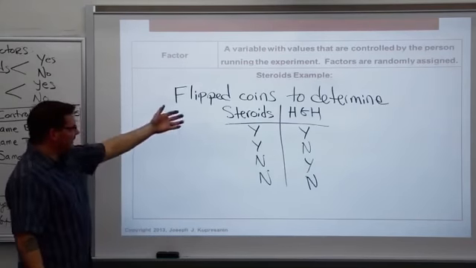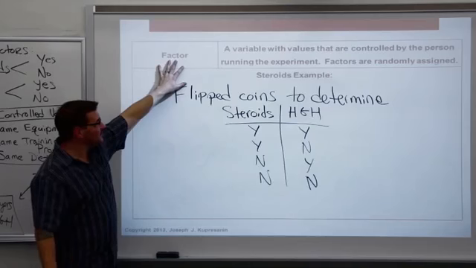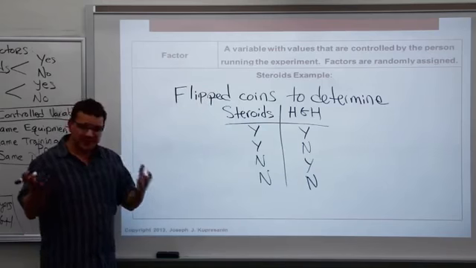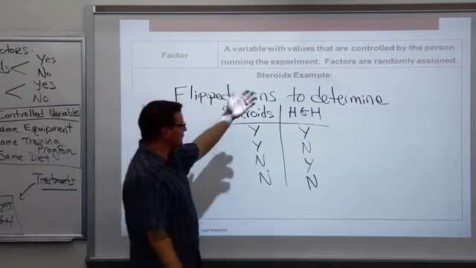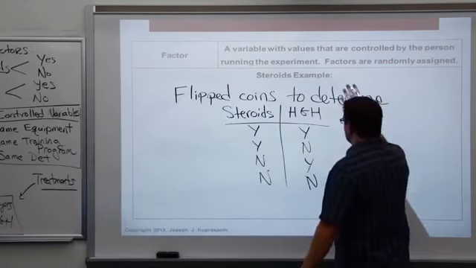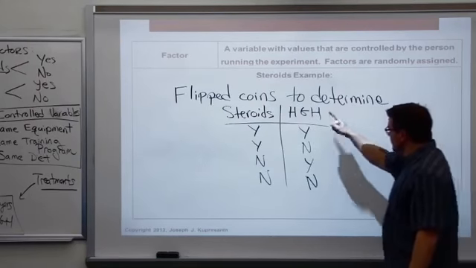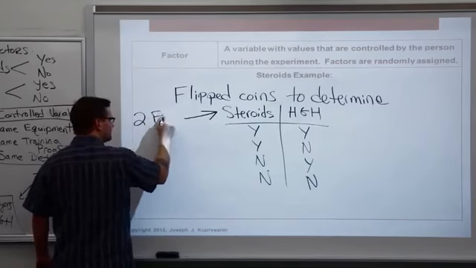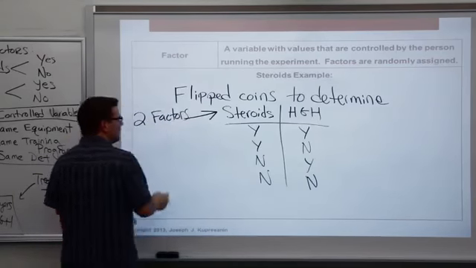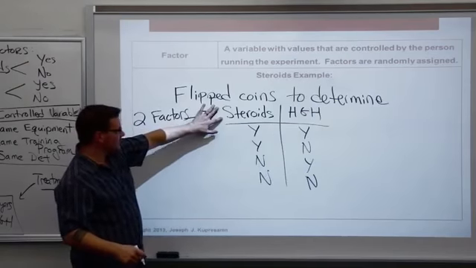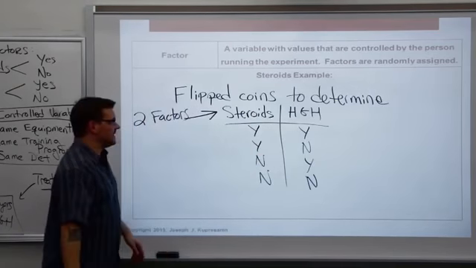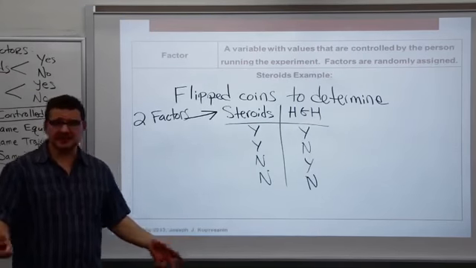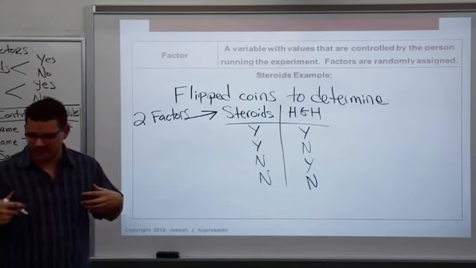All right, oh, perfect. I don't even have to erase this. What the heck's a factor? A factor is a variable with values that are controlled by the person running the experiment. Factors are randomly assigned. So, in the steroids example, we have two factors. One factor was steroids, the other factor was HGH. These are the things that I, as a researcher or statistician, am manipulating. Those are factors.